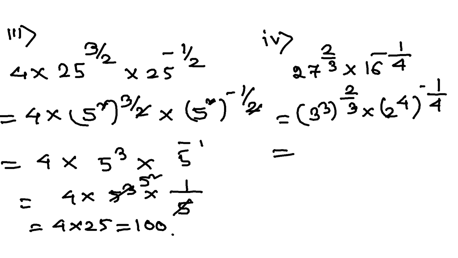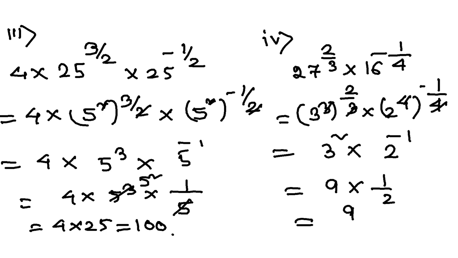So this 3 and 3 cancel. I am left with 3 square. Here also 4 and 4 cancel. I am left with 2 to the power minus 1. 3 square is 9. 2 to the power minus 1 is 1 by 2. So my final answer is 9 by 2. So these are the solutions of question number 9.